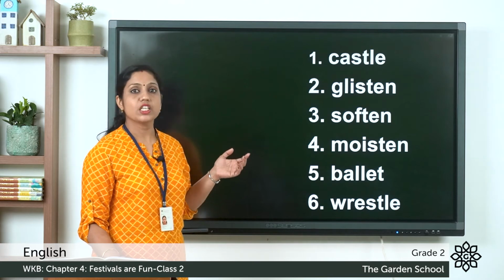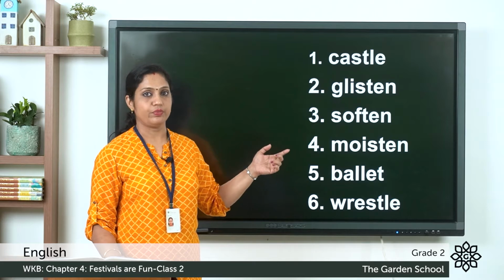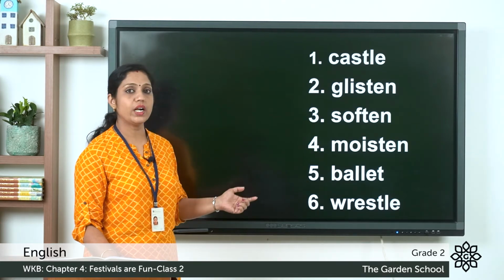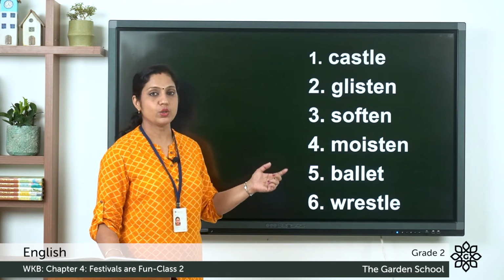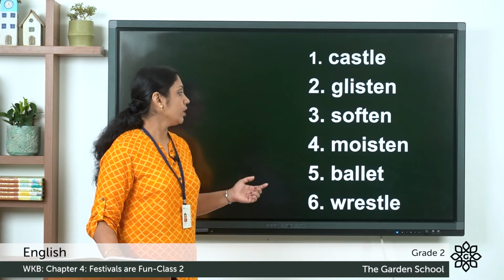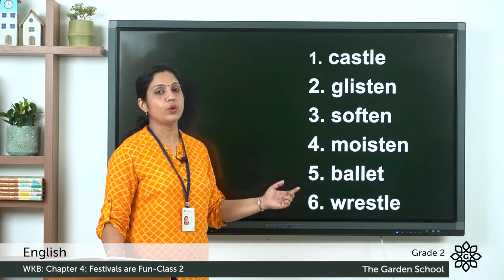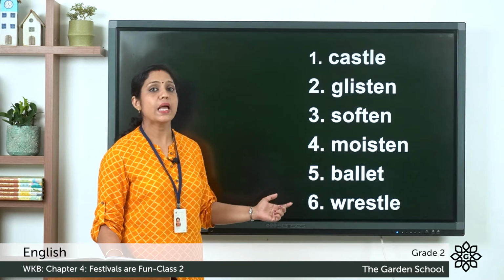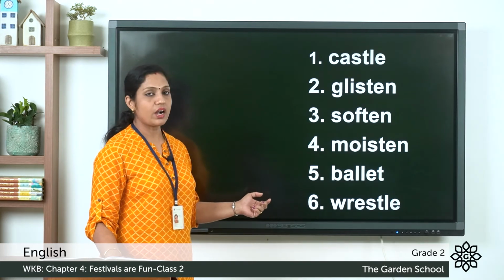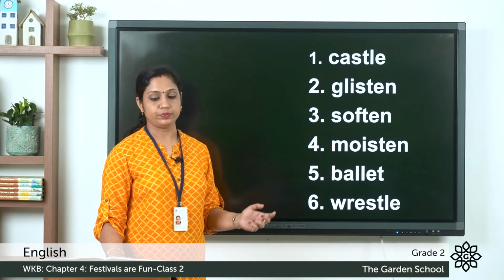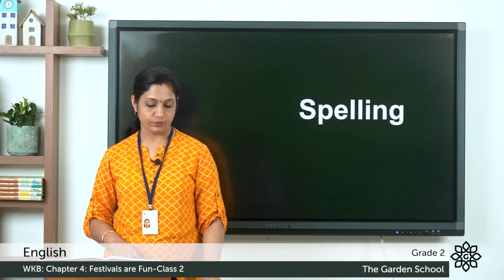The third one is soften. S-O-F-T-E-N is the word. Fourth one, moisten. M-O-I-S-T-E-N. So add the letter T to the word. Fifth one, it's ballet. B-A-L-L-E-T. We don't read the T, we read it as ballet. And sixth one, it's wrestle. W-R-E-S-T-L-E. Now let's move on to the next one, it's spelling.